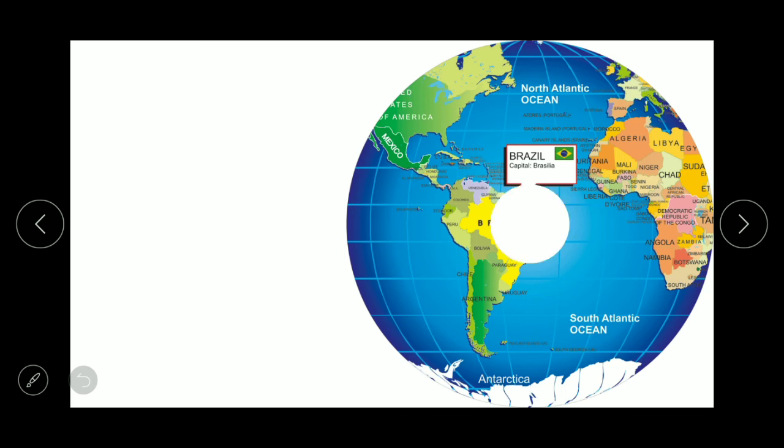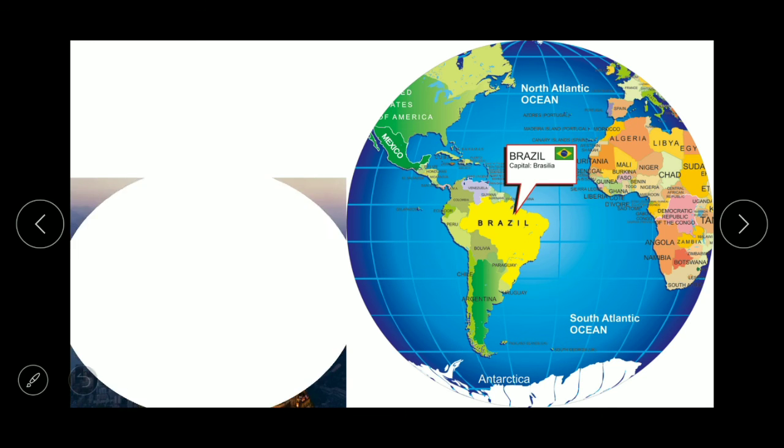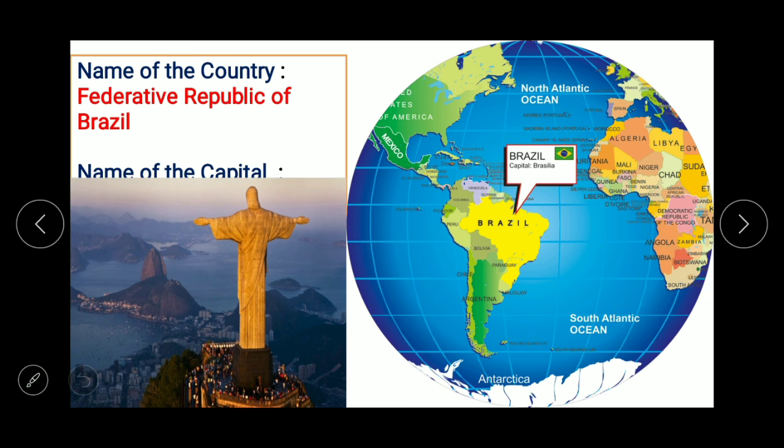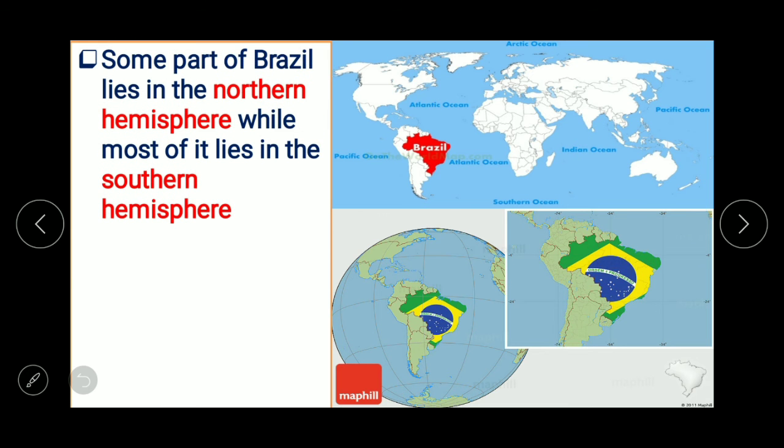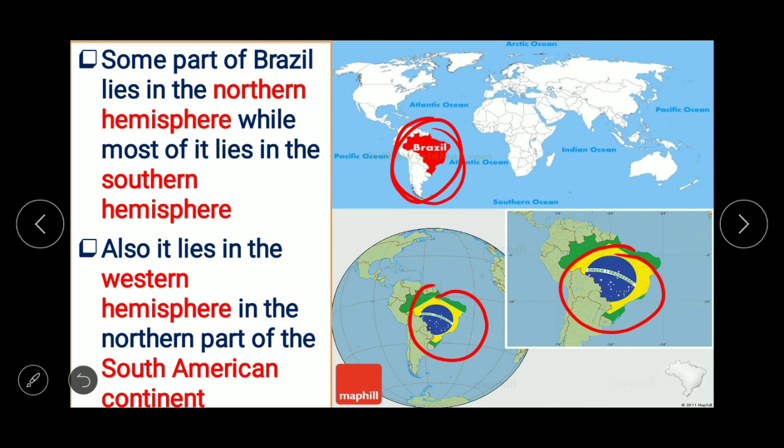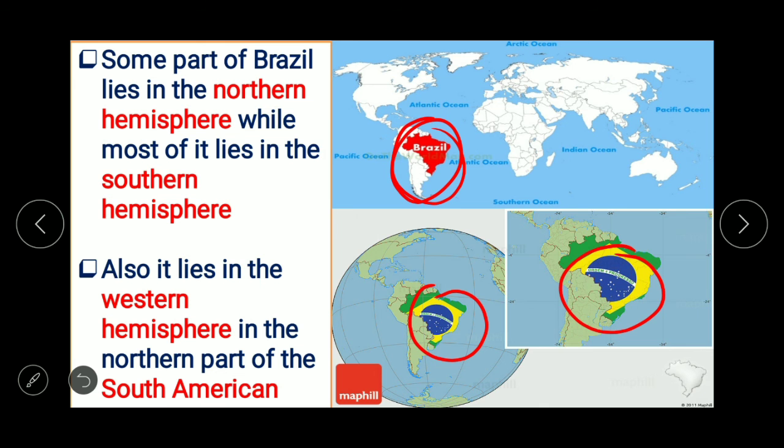Now the Brazil. Name of the country, Federative Republic of Brazil, and the name of capital, Brasilia. Some part of Brazil lies in the northern hemisphere, while most of it lies in the southern hemisphere. Also, it lies in the western hemisphere in the northern part of South America.